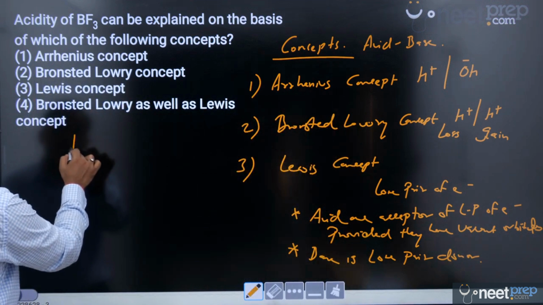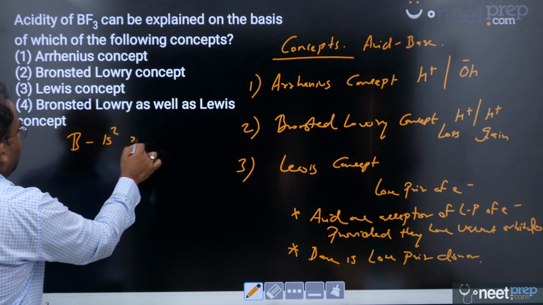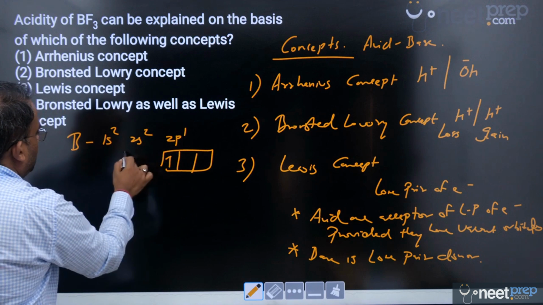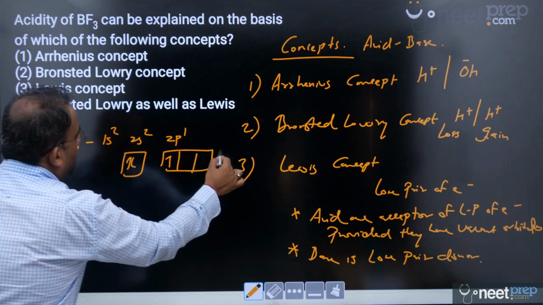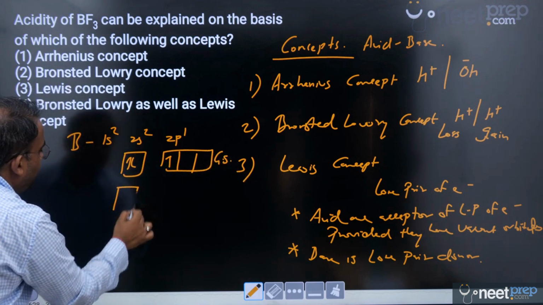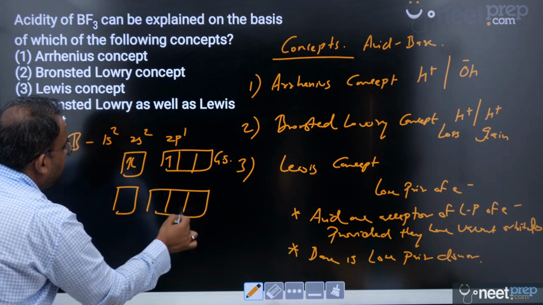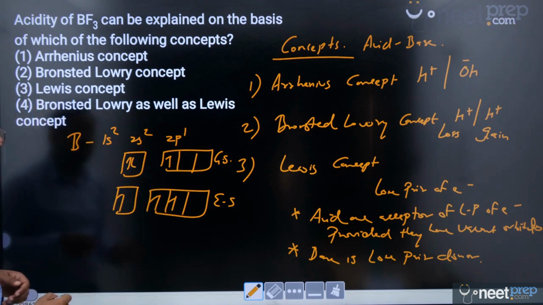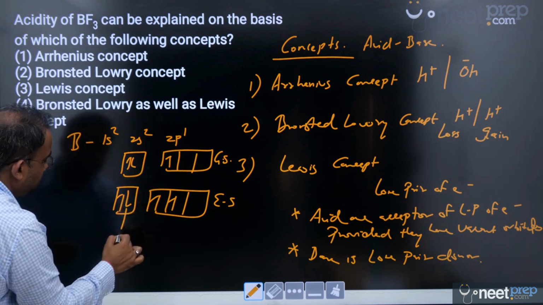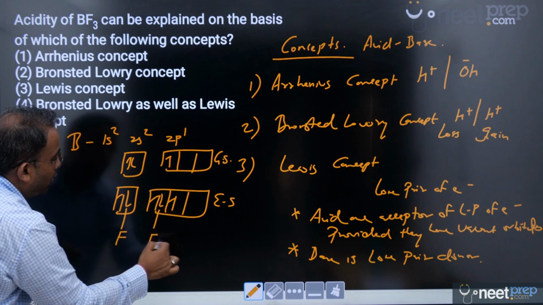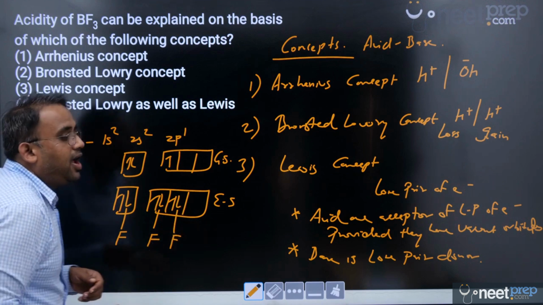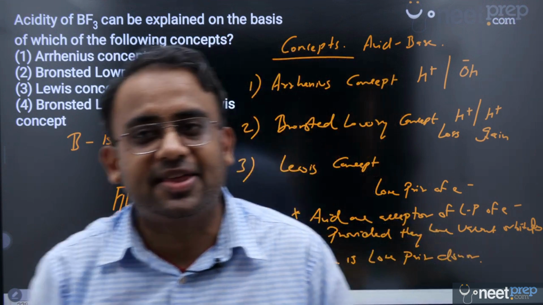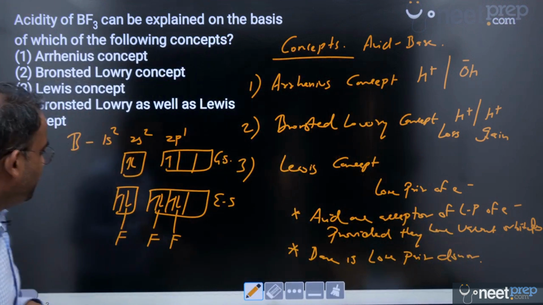Now in BF3, this is the electronic configuration of boron. Boron only does bonding in the excited state. Why so? Because in the excited state it will be able to participate in more number of bonds and will get more stabilized, because each and every bond formation leads to release of energy. Higher the number of bonds formed, more stable will be the molecule.